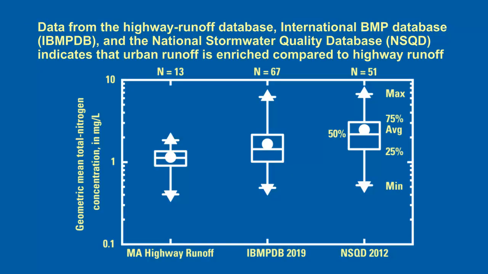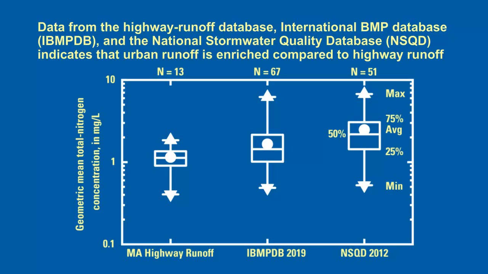Data from the Highway Runoff Database, International BMP Database, IBMPDB, and the National Stormwater Quality Database, NSQD, indicates that urban runoff is enriched in total nitrogen compared to highway runoff. This graph shows the geometric mean total nitrogen concentrations from 13 highway runoff monitoring sites in Massachusetts in comparison to national urban runoff datasets. The median of highway runoff sites is about 1.13 milligrams per liter, whereas the medians of the total nitrogen from separate storm sewers in the International BMP database and the National Stormwater Quality Database sites are about 1.44 and 2.18 milligrams per liter, respectively.